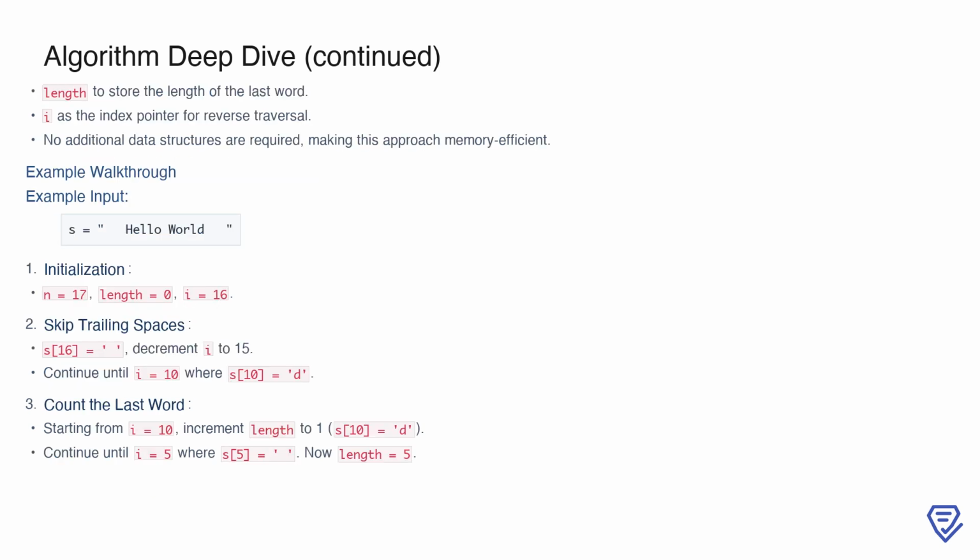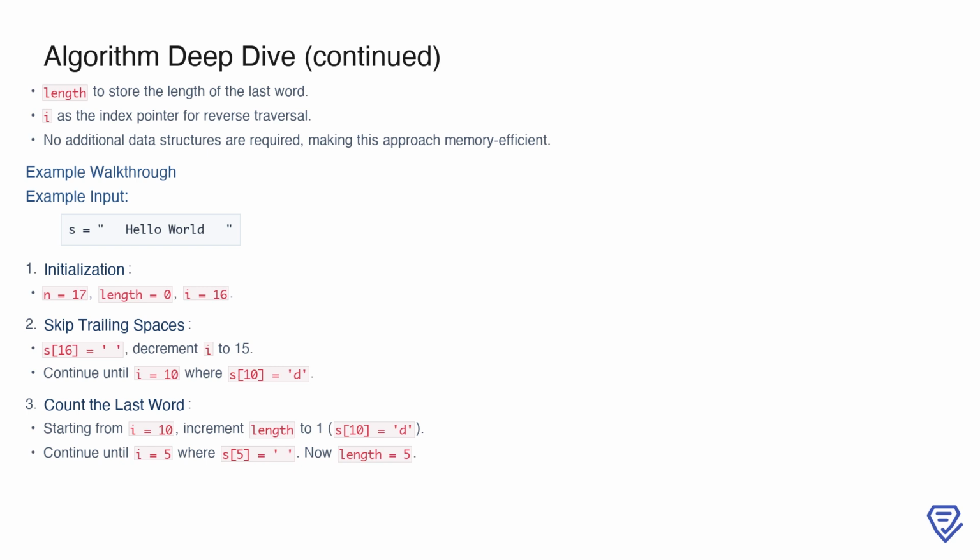The algorithm only requires two variables: length, which tracks the length of the last word, and i, which serves as the index pointer for reverse traversal. This simplicity ensures minimal memory usage. To better understand the process, let's walk through an example.